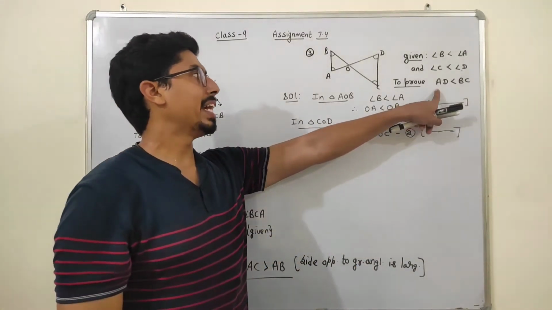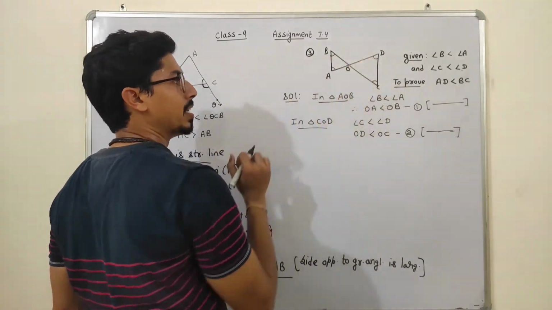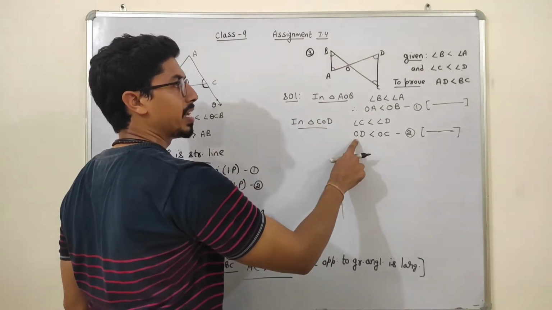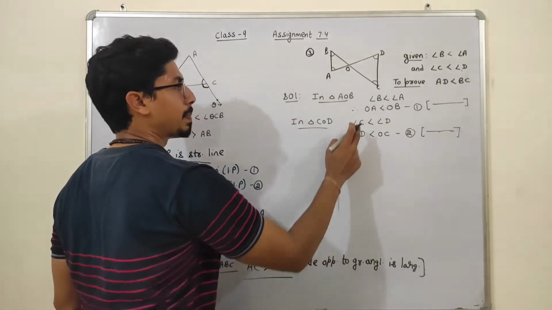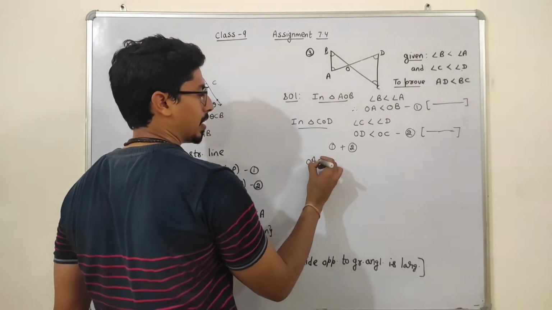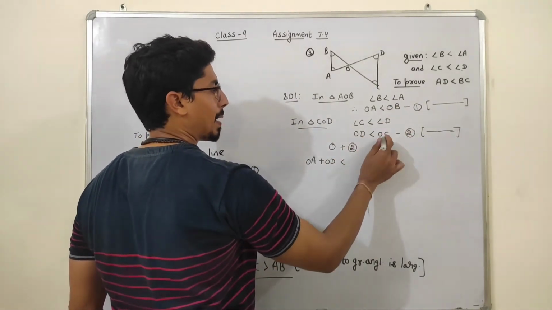I have to prove AD is less than BC. See, AD means OA plus OD. OA is here, OD is here, so just add them. So equation 1 plus equation 2. This becomes OA plus OD is smaller than OB plus OC.